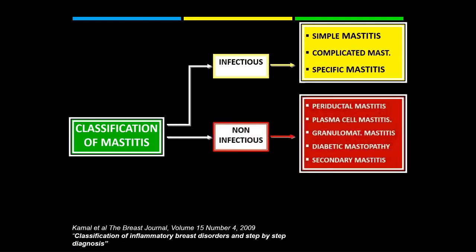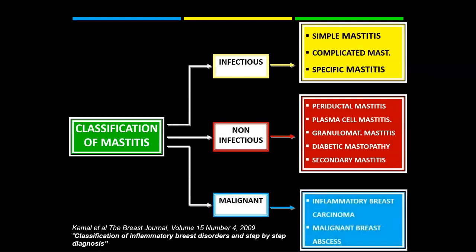The second type of mastitis is the non-infectious mastitis, and it includes a long list of lesions, and it usually occurs either due to chemical irritation or due to an autoimmune reaction to the breast. And the third type, which is the most serious type of mastitis, is the malignant mastitis, and this includes the inflammatory breast carcinoma and the malignant breast abscess.